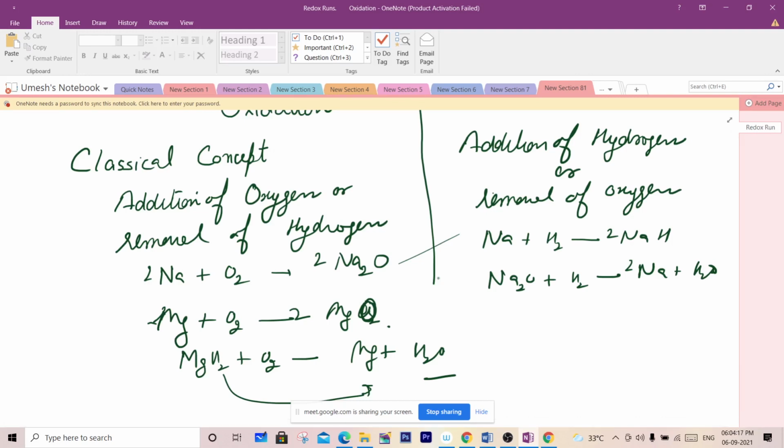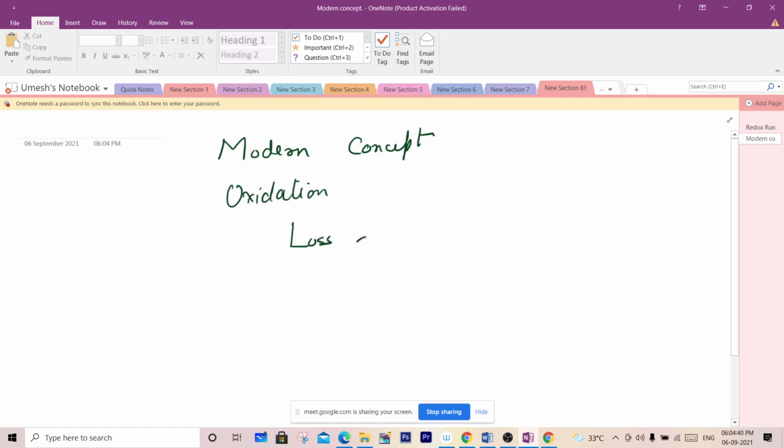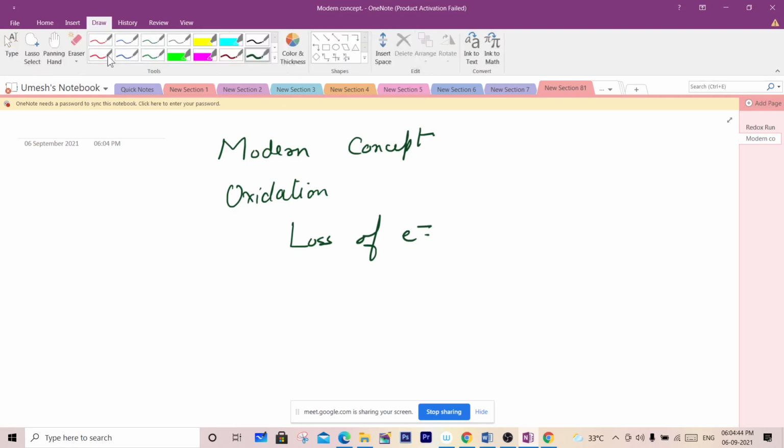Right? Getting me? Right. This is the classical concept. And now I'm talking about the modern concept. According to the modern concept, oxidation is loss of electron. Loss of electron is called oxidation.